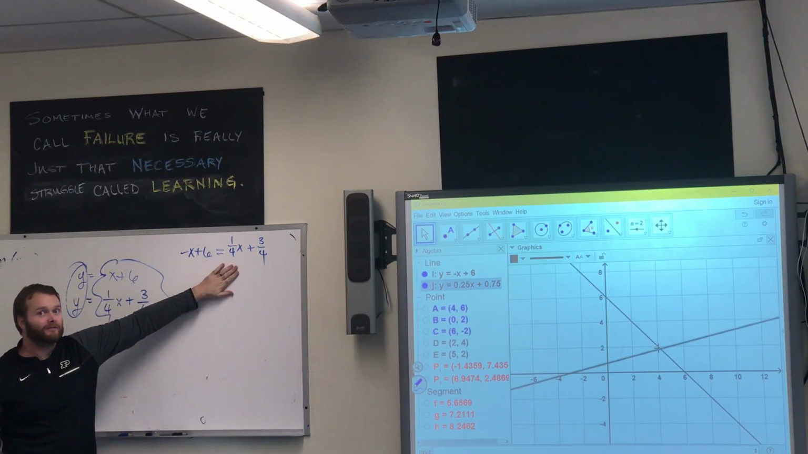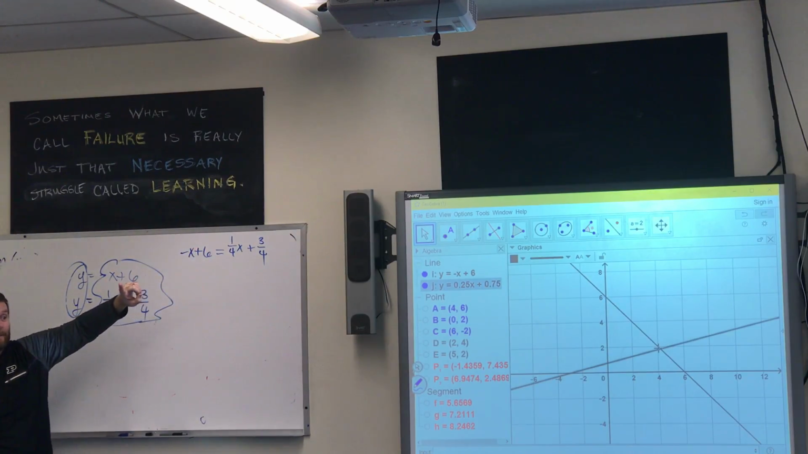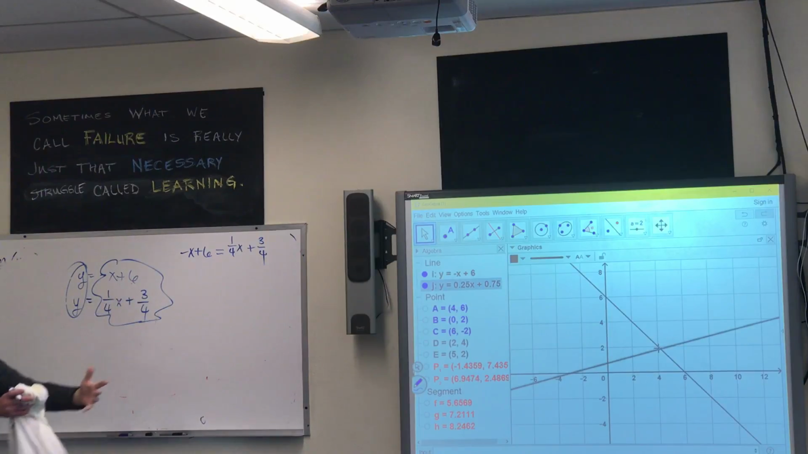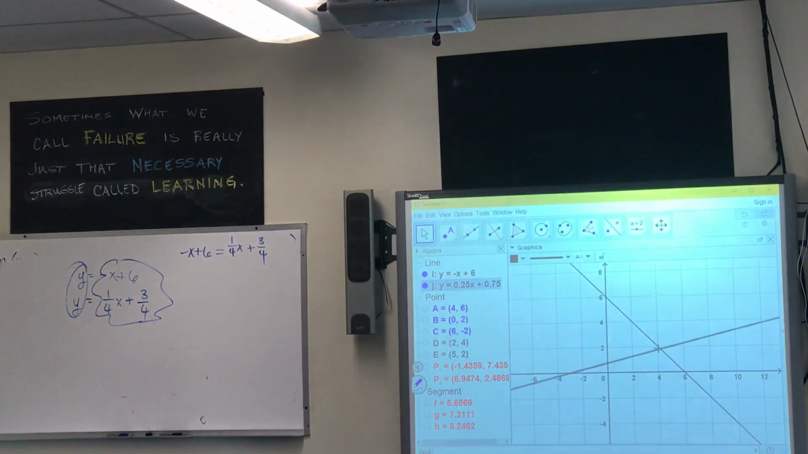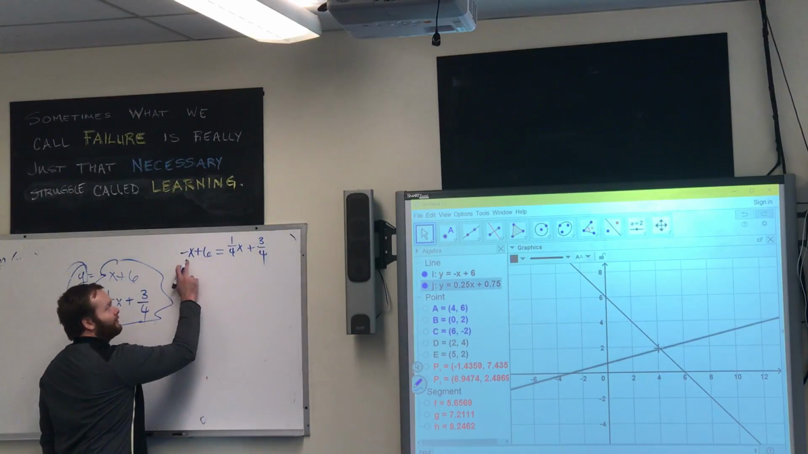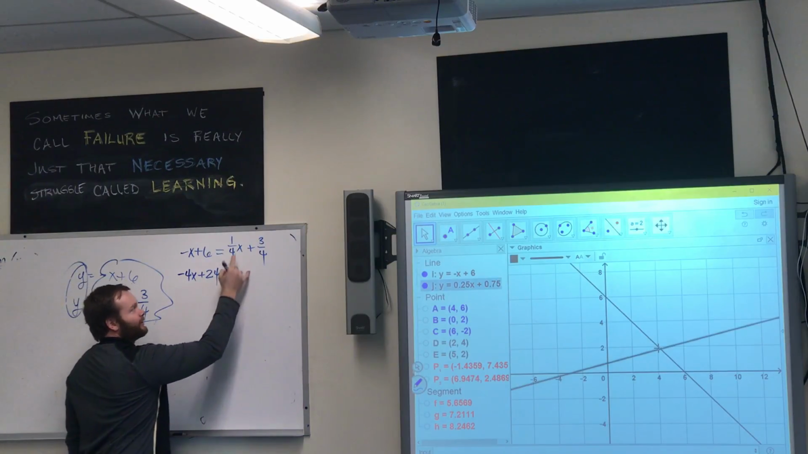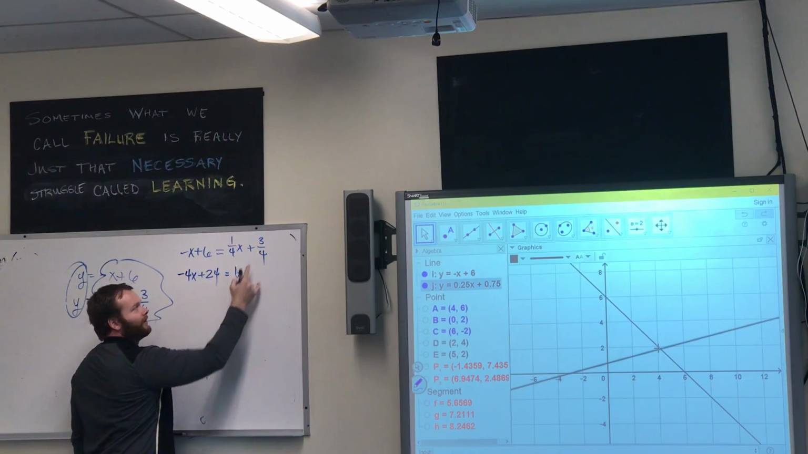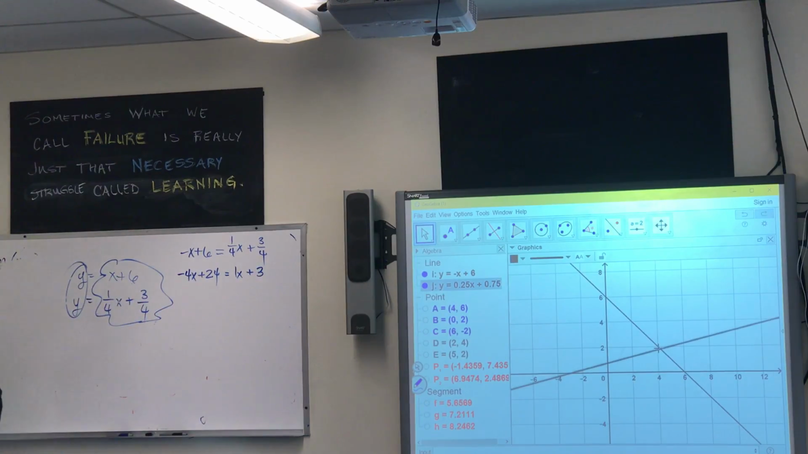What's nice with that equation? It's easy, maybe. But it's got one variable, right? Which makes it the easy route. It makes it easier than what it could be. But there are fractions in there, right? What can I do to get rid of all those fractions first? Times everything by 4. So take the negative x, becomes negative 4x. Take the 6, becomes 24. Take the 1/4 x, becomes 1x. 3/4 becomes 3, right? Okay.